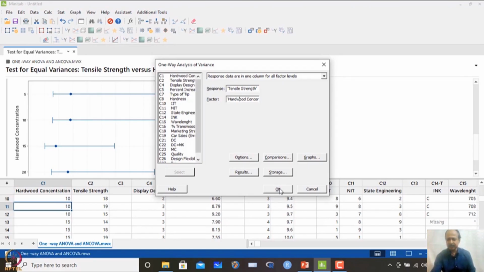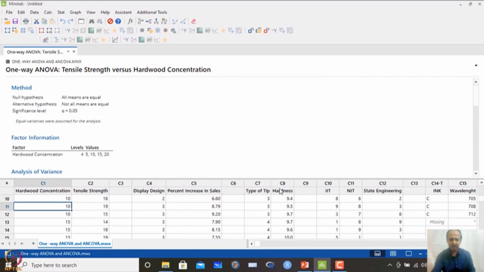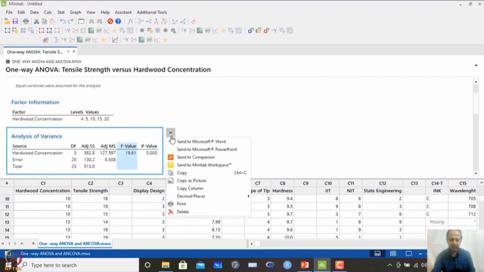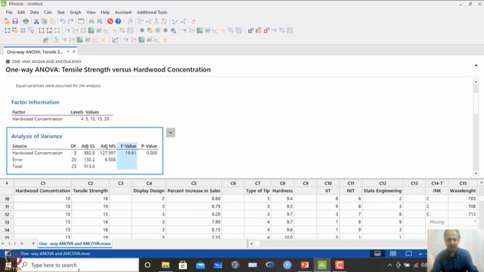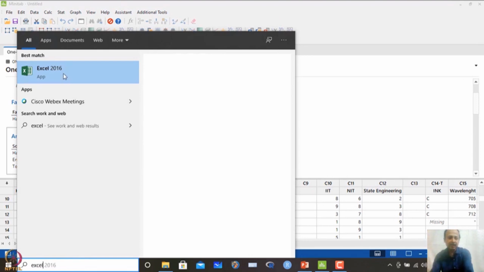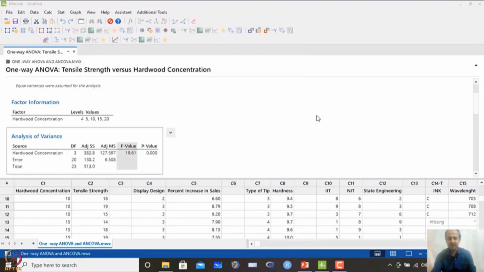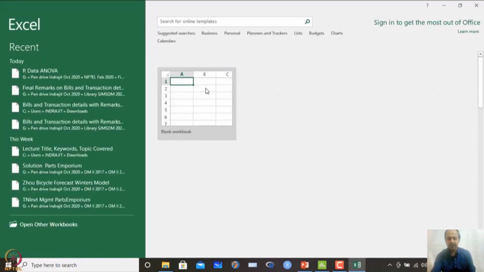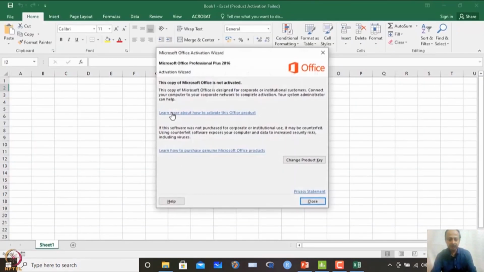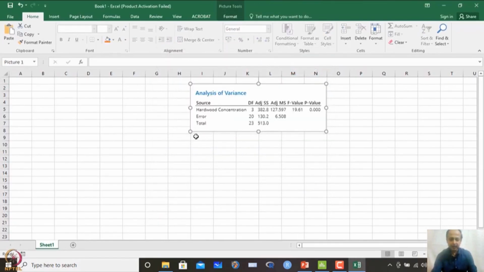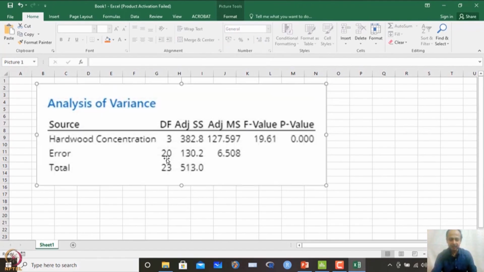So, in this case if I click OK, I will get the ANOVA analysis, which is shown over here. This can be copied as a picture, and we can paste it in Excel to enlarge the view, and let us try to see what the results indicate, and what we have studied about mean square error and what values it is giving.